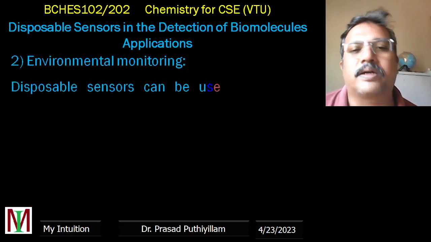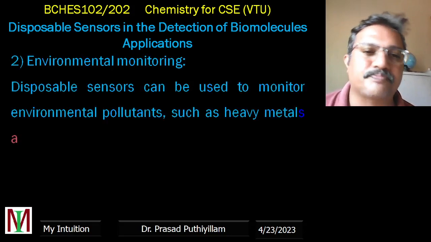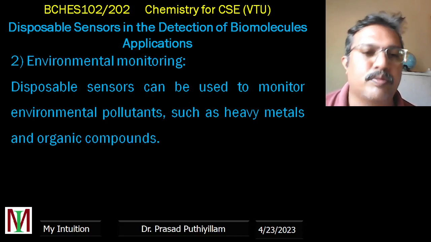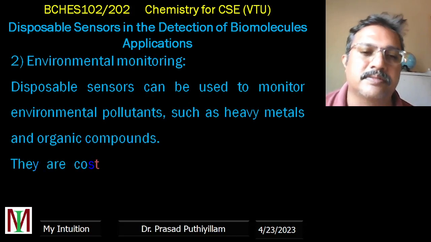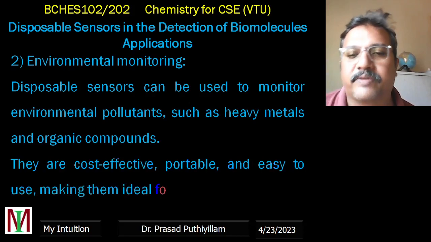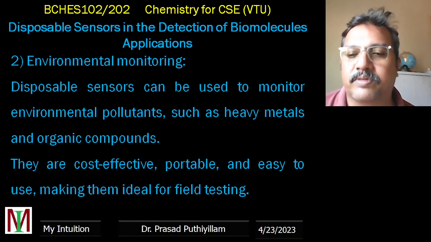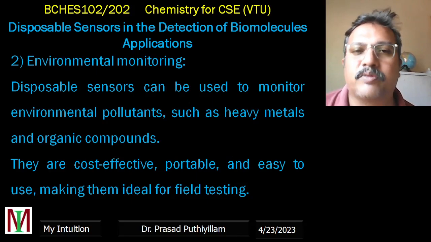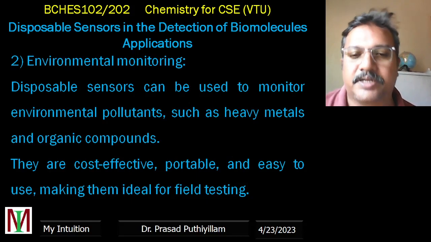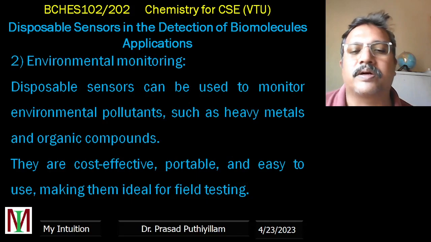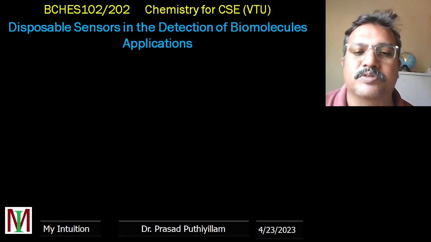Environmental monitoring: disposable sensors can be used for heavy metal detection or polluting organic compound detection. They are very cost effective, portable, and easy to use, making them ideal for field testing, because for environmental monitoring we have to go there and check or detect the changes in the environment. Therefore portable devices are required, and disposable sensors are very much useful.